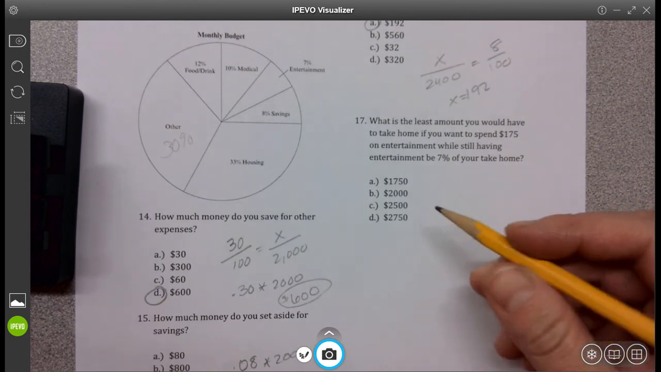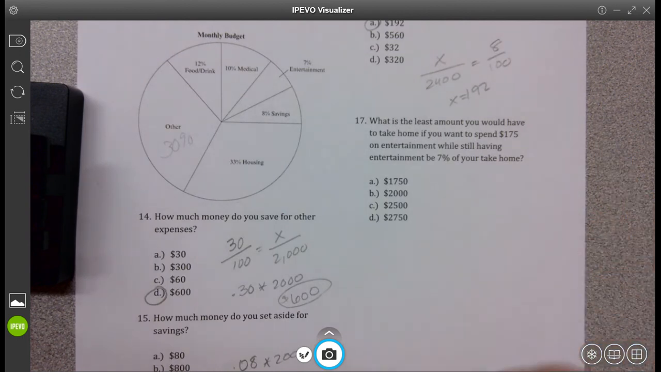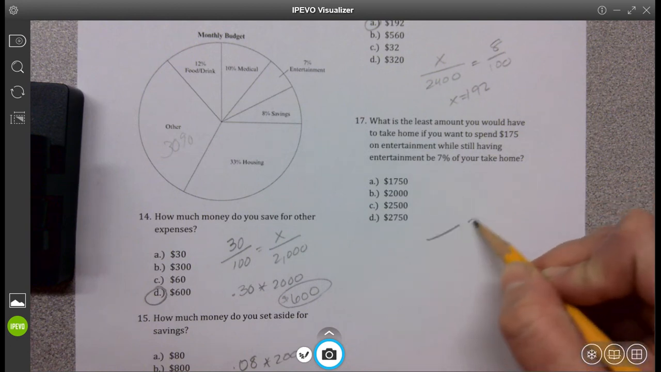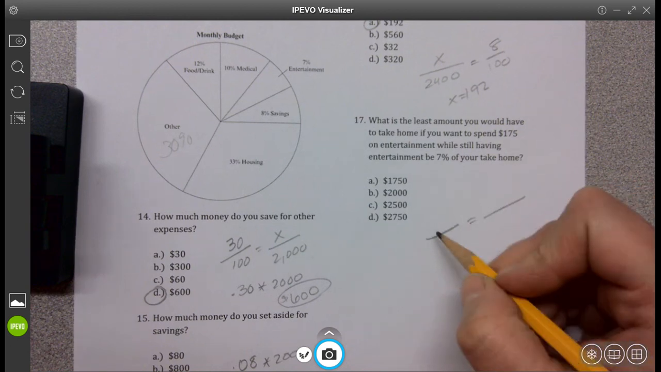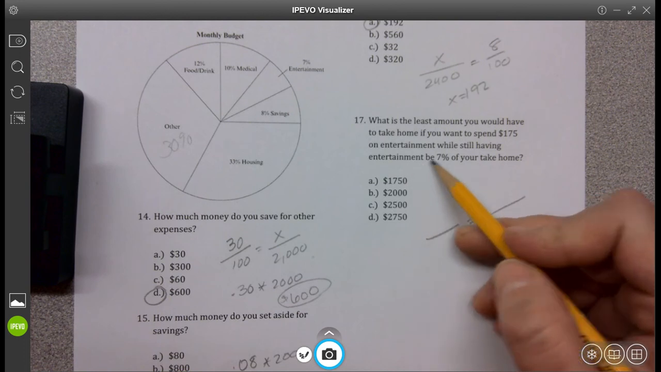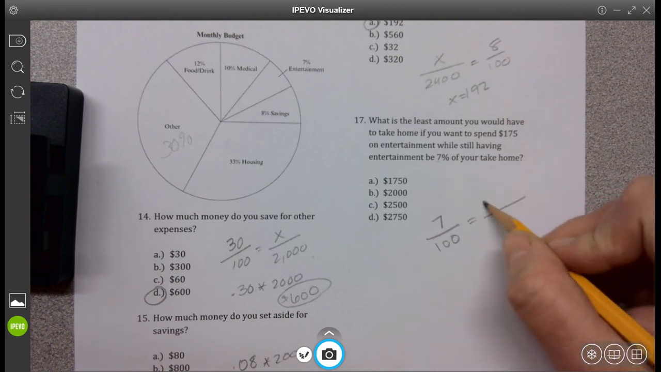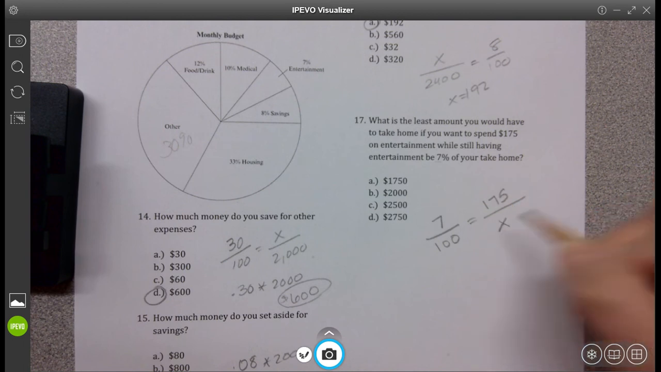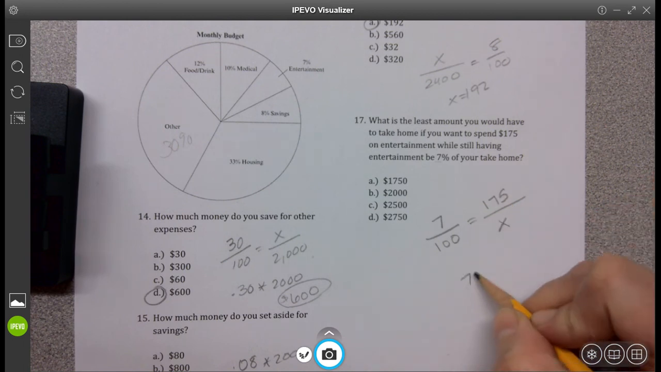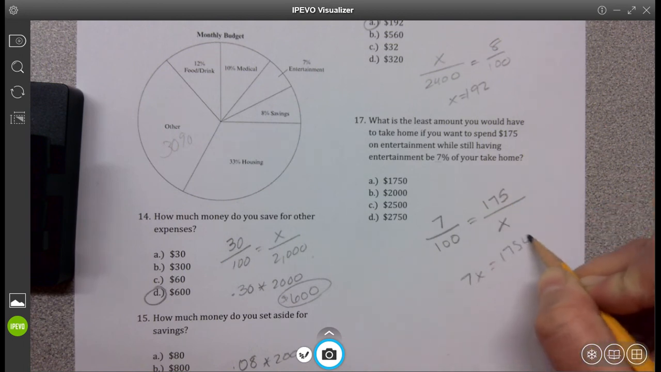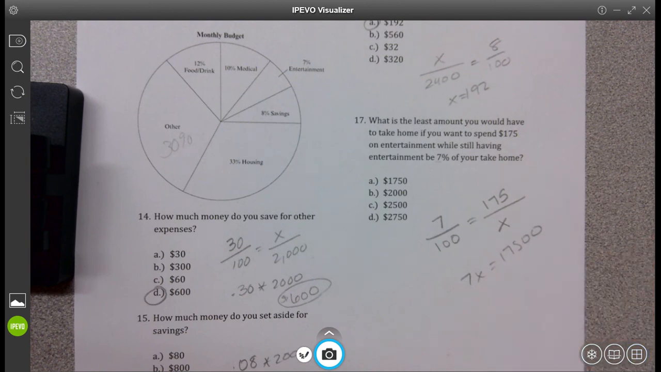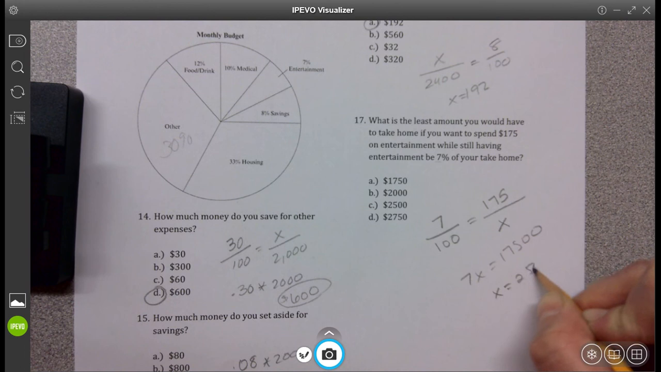What is the least amount you would have to take home if you want to spend $175 on entertainment? Well, entertainment is 7%. So if entertainment is 7 out of 100 and you want it to be 175, what would your take home need to be? So you have 7x equals 17,500 divided by 7, 2,500.